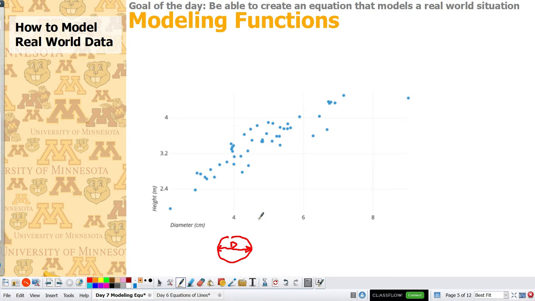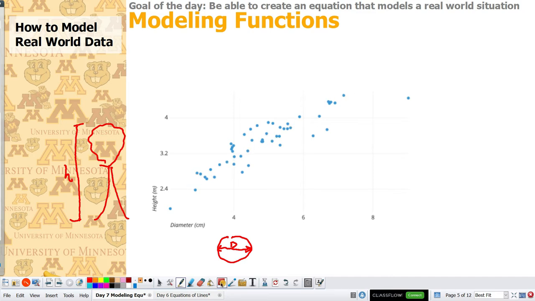And then here they recorded how tall the tree is, its height. And if you notice, they're not on a perfect straight line, right? That doesn't happen in nature, if you're trying to model a real world behavior. But what you should notice is these points seem to be pretty close to a line. They kind of form a line.